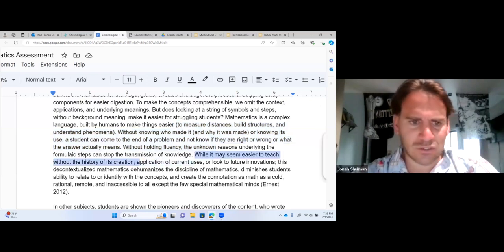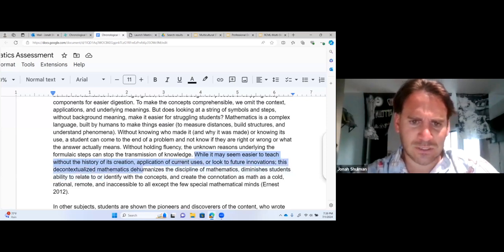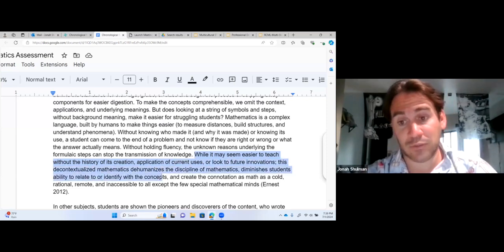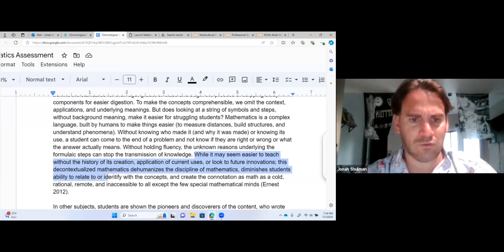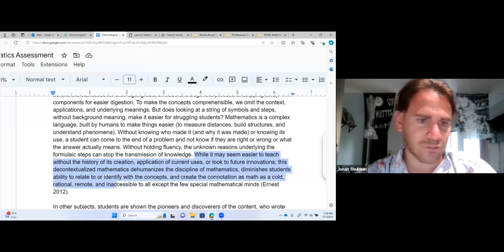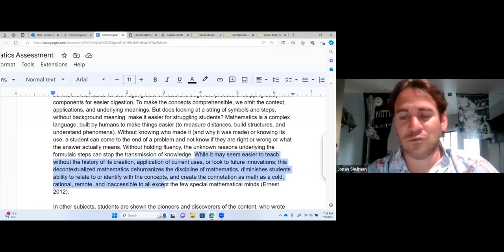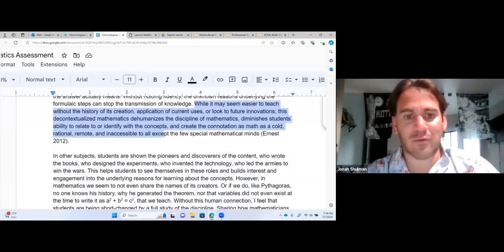While it may seem easier to teach without the history of its creation, application, and current uses, or look to future innovations, this decontextualized mathematics dehumanizes the discipline, diminishes students' ability to relate or identify with concepts, and creates the connotation that math is cold, rational, remote, inaccessible to all except the few special minds. And that's no good. It should be available to everybody.